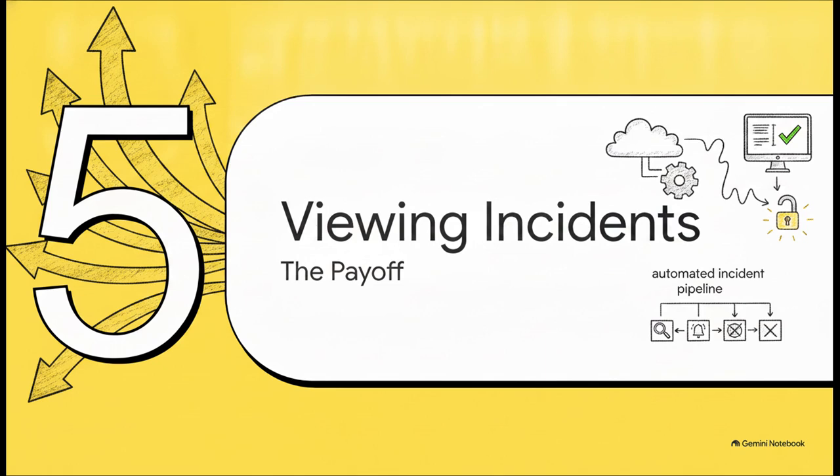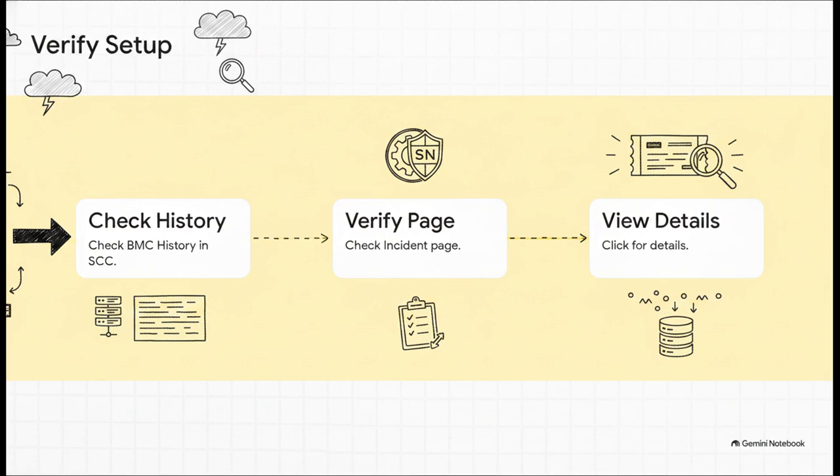Okay, to confirm the integration is actually successful in the real world, you can trigger a quick test alert. You can trace that alert starting from the SCC BMC history page. Once you see it log in there, you simply flip over to ServiceNow, check the incidents page, and right there at the top of your queue, you'll see a newly minted ticket containing all the telemetry data from your server alert. It is practically magic.